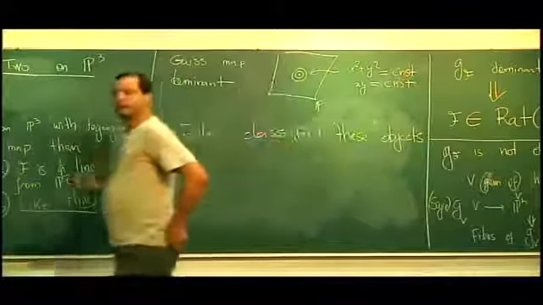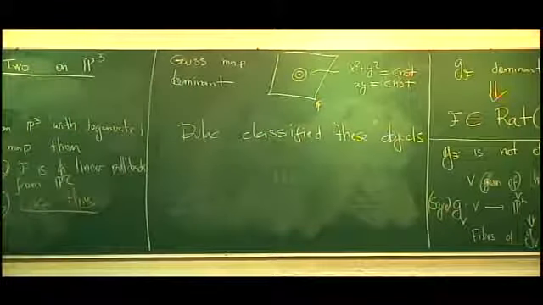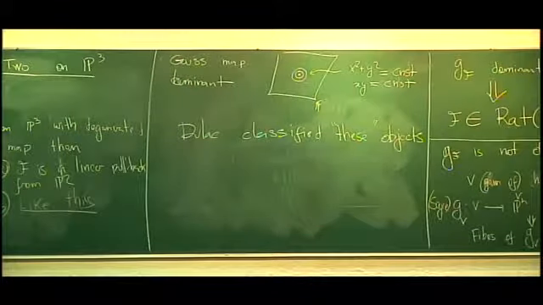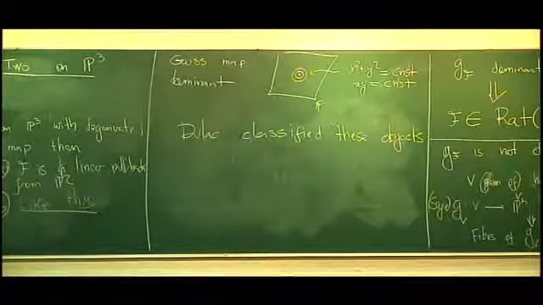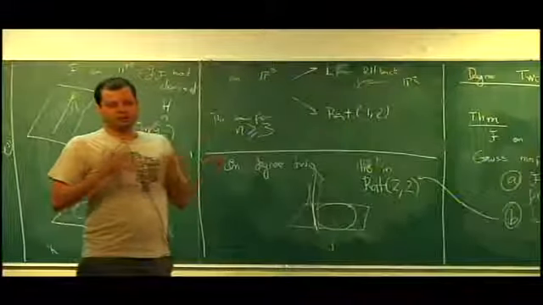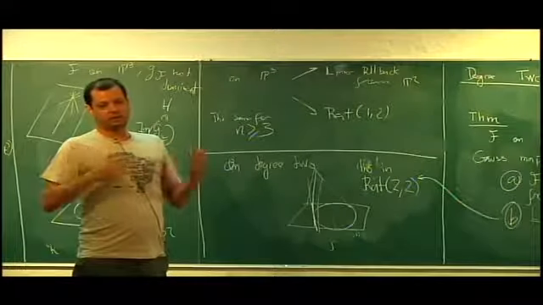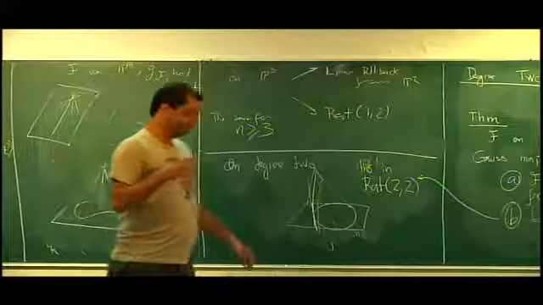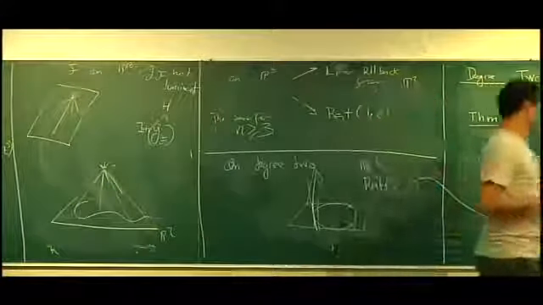Indeed, he did not classify these objects because he was not worried about foliations on P2. He was worried about differential equations on C2. And there was a discrepancy. There's a small discrepancy according to degrees, let's say.